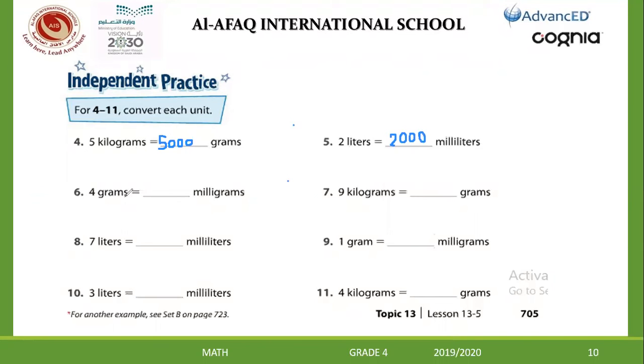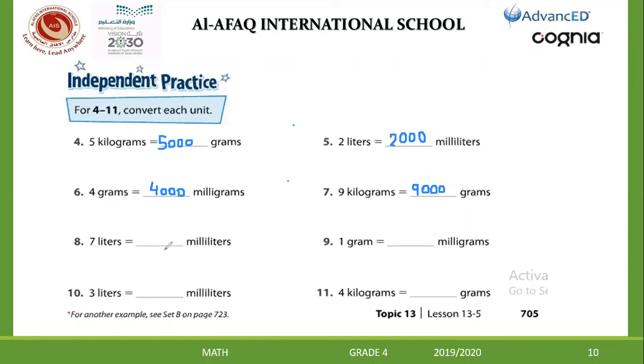Next one, 4 grams to milligrams. As we said, each 1 gram equals 1,000 milligram. What about 4 grams? I have to repeat this 1,000 4 times, so I'll get 4,000 milligram. Great job. Next, 9 kilograms. Again, each 1 kilogram equals 1,000 gram. What about 9 kilograms? I have to repeat this 9 times. So here will be 9,000 grams.